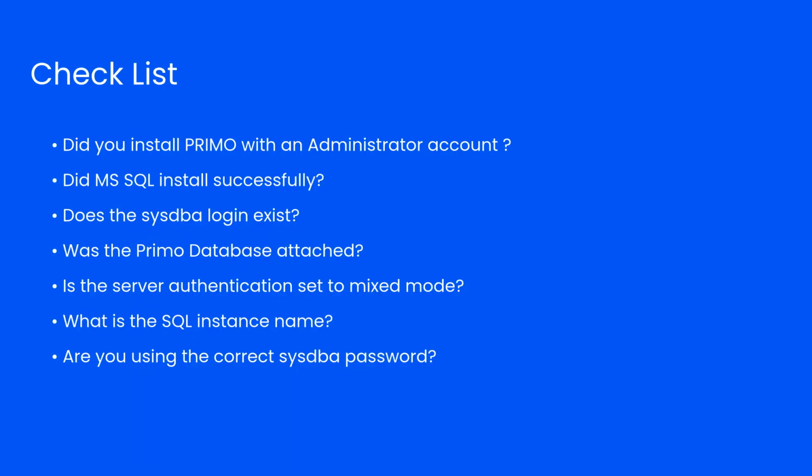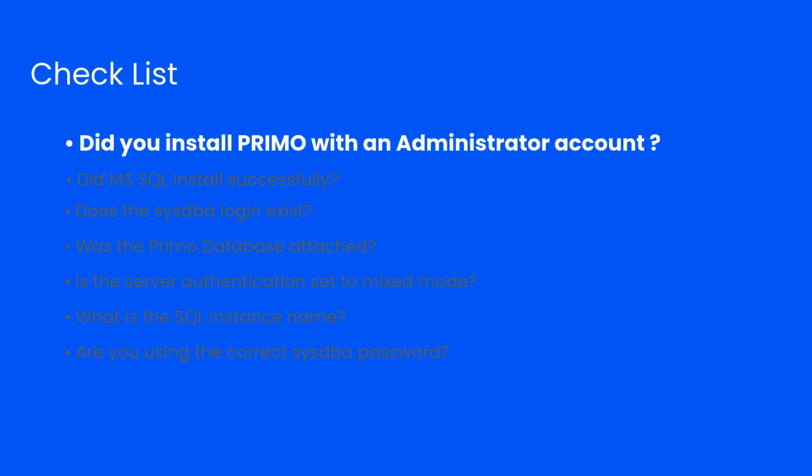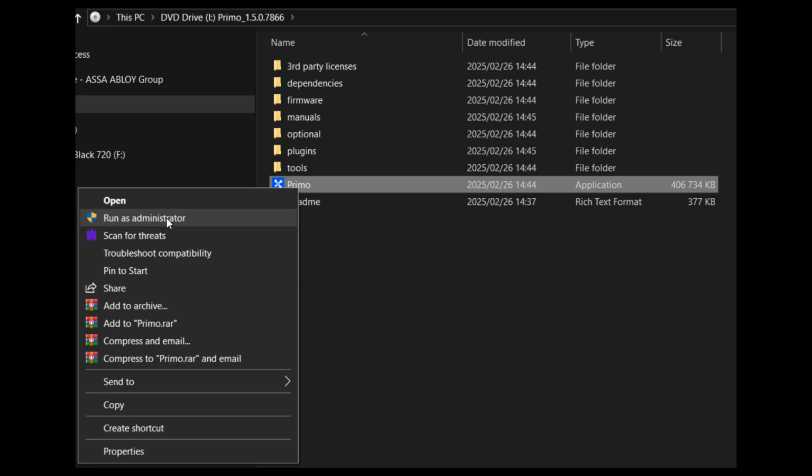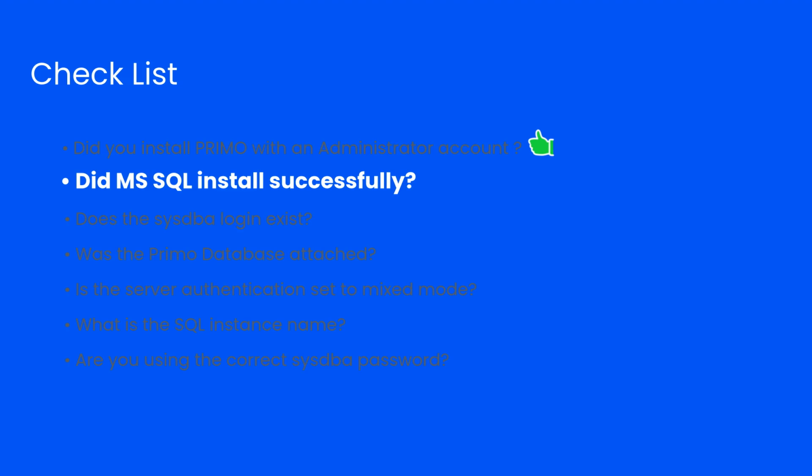Here's a helpful checklist to assist you in resolving database connection issues. Did you install Primo with an administrator account? You should always run the setup file as administrator when installing Primo. Did Microsoft SQL install successfully?